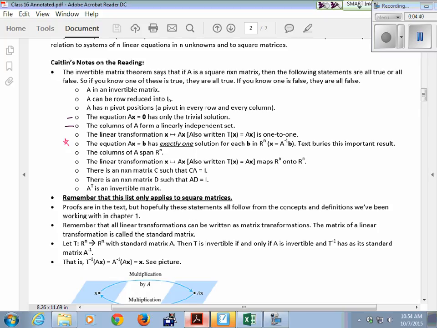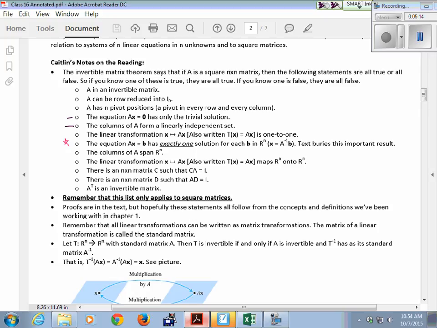The equation Ax equals b has exactly 1 solution for each b in Rn. Your text buries this important result. They say at least 1, but it's also at most 1 because it's onto and 1-to-1. So it is exactly 1. The columns of A span Rn. That's because there's a pivot in every row. There'd have to be a pivot in every row if there are n pivot positions. The transformation x goes to Ax is onto, again, because there's a pivot in every row.